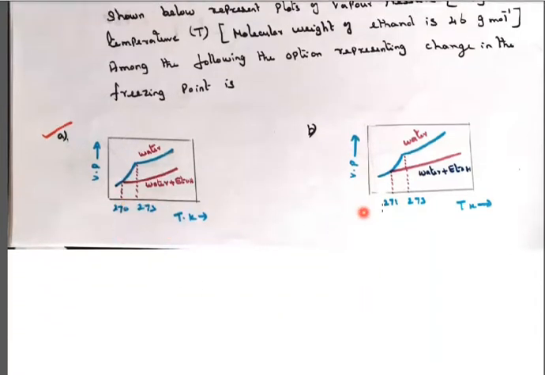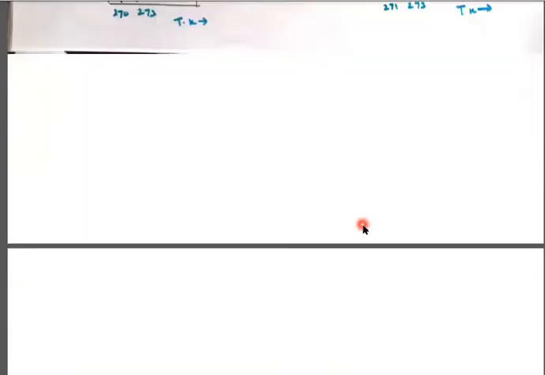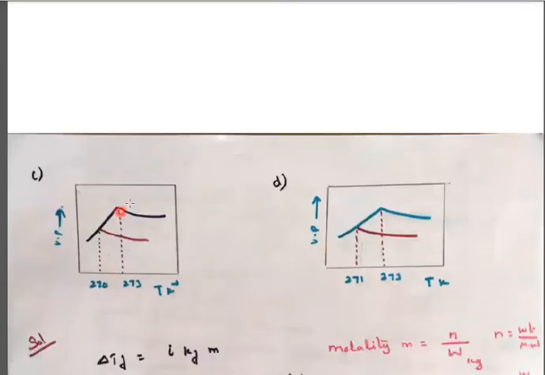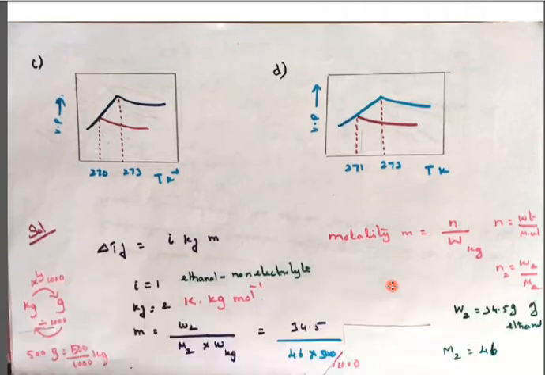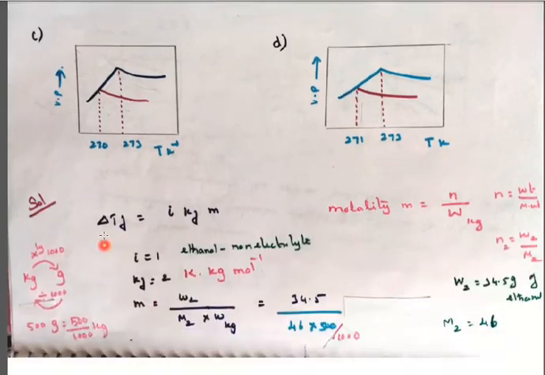This is 270 and this is 271. And the third one, these two diagrams: this is 270 and this is 271. The freezing point of water is always constant, 273 K or 0 degrees Celsius. Substitute the formula and find out.